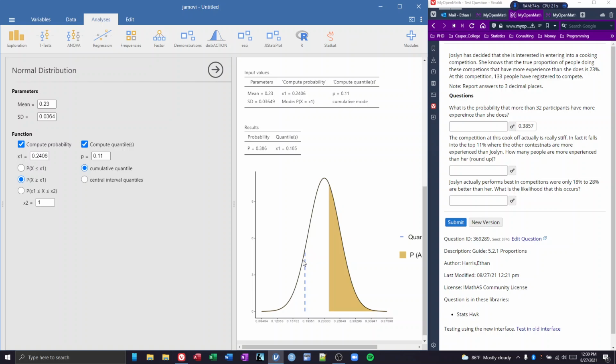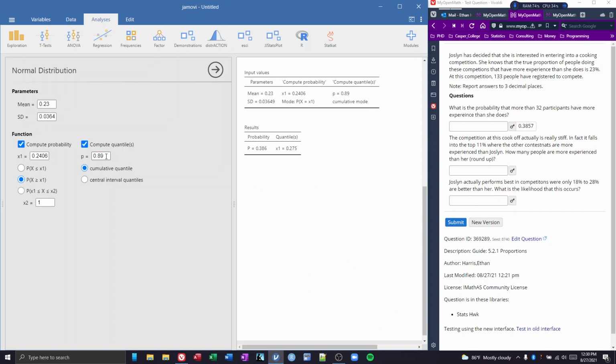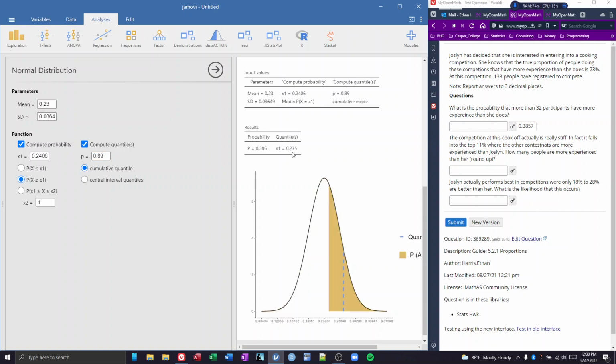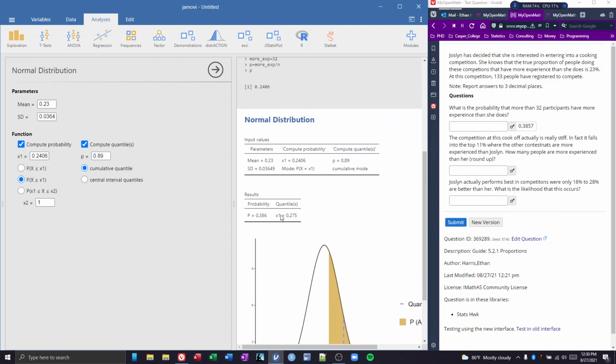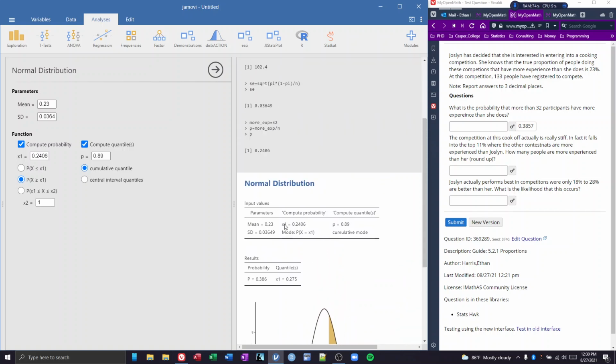The problem is this would actually be the bottom 11%. That would be an easy competition. So when we want to be in the top 11%, we need to do 1 minus that 0.11, which is 0.89. Now we hit enter, and it gives us 0.275. The problem is that's the proportion of people who have more experience than she does, and we want the number who have more experience than she does. So remember this 0.275.